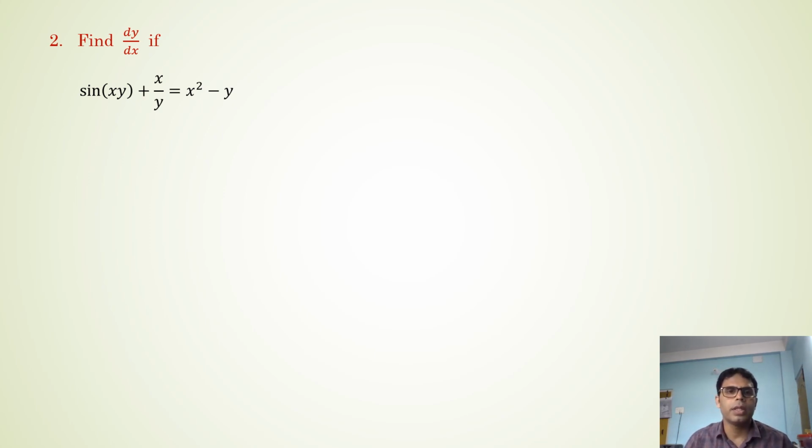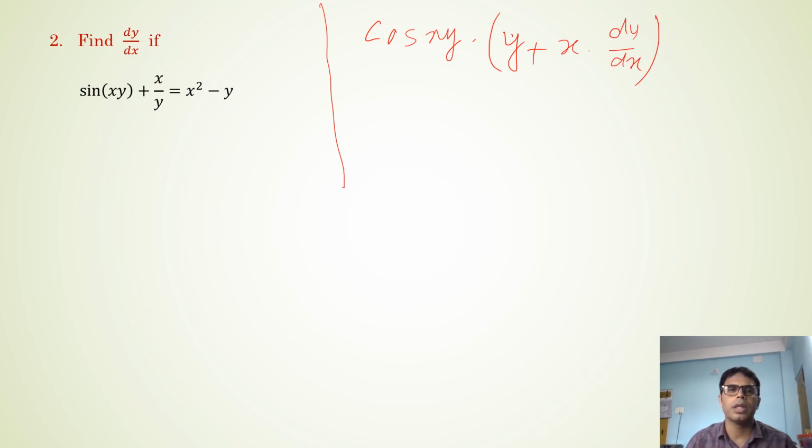So first, if you take the differentiation of this function, the differentiation of the sine function will be cos(xy), but its inside function is x into y, therefore you have to write the differentiation of x into y also, and it is a product function, so x differentiation is 1 and y remaining same, plus x remaining same, y differentiation is dy/dx. This is the differentiation of sin(xy), and plus, you see the second part, plus x by y.